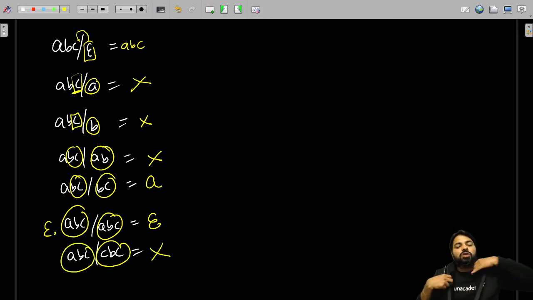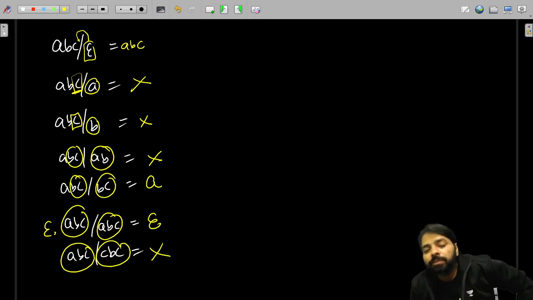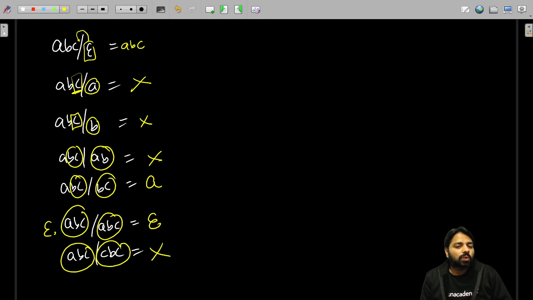Understood what the quotient operation is? It is a complicated one, but it was asked in a previous year GATE question. So you must understand this. Don't ignore this operation, guys. It is very, very important for the exam. That's why I'm explaining. Okay, let's practice.